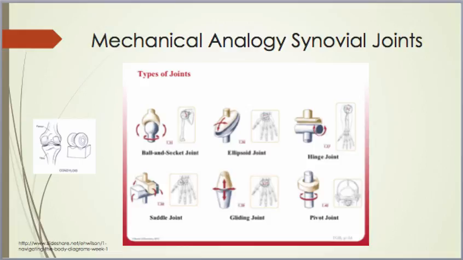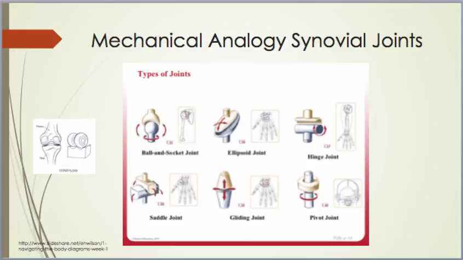Okay, so the next thing we're going to talk about is mechanical analogies of the different types of synovial joints. In this picture, you can see 1, 2, 3, 4, 5, 6, and I've put a 7th one off to the left. I'll explain that in a little bit. So basically we have our ball and socket joints, which are consistent with our hip and shoulder.